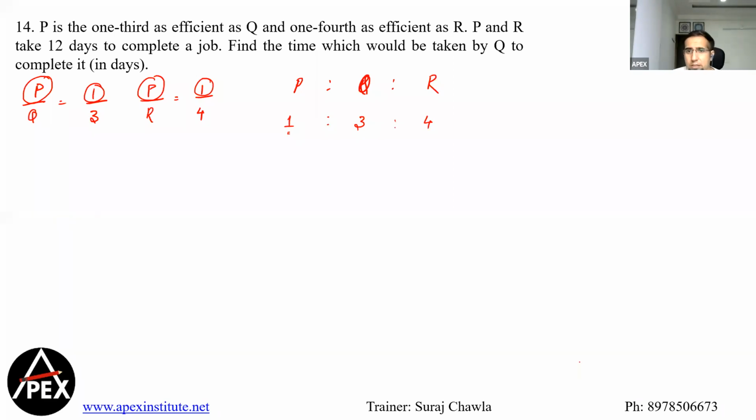Clear, guys? Which means these are the ratios of their efficiencies. So if I go ahead and solve my problem now, P, Q, and R, and I set P plus R.